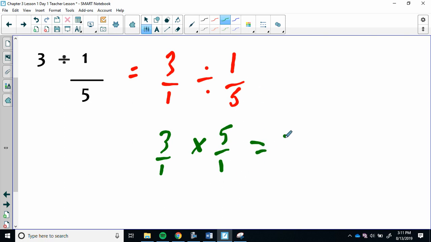Multiply the top. 3 times 5 is 15. 1 times 1 is 1. 15 divided by 1. We can't leave it like this. This would be considered improper. So our answer would be 15, because 15 divided by 1 is 15.